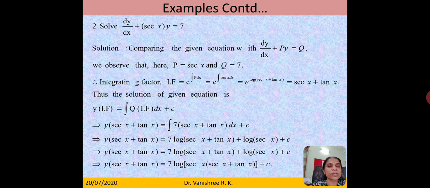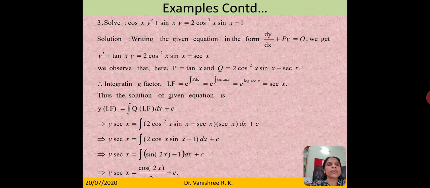So, all the three steps of the algorithm. First step, writing it in the form dy by dx plus py is equal to q. Second step, finding the integrating factor as e to the power integration p dx. And the third step, writing the solution as y into integrating factor is equal to integration of q into integrating factor dx plus c. So this is one more example we are going to check now.